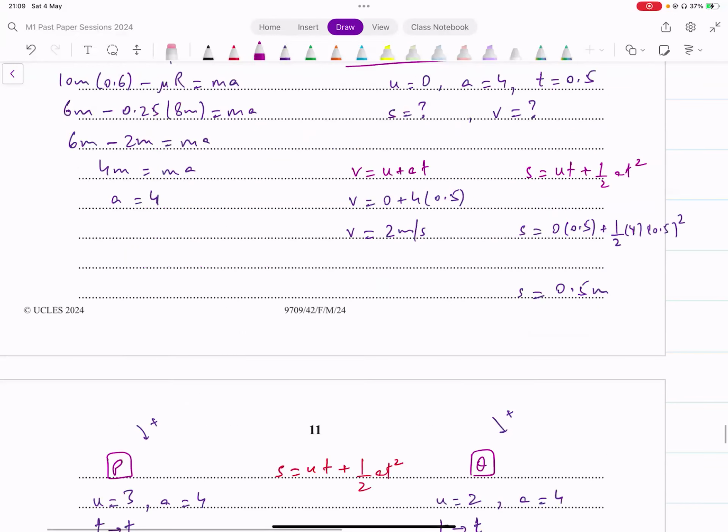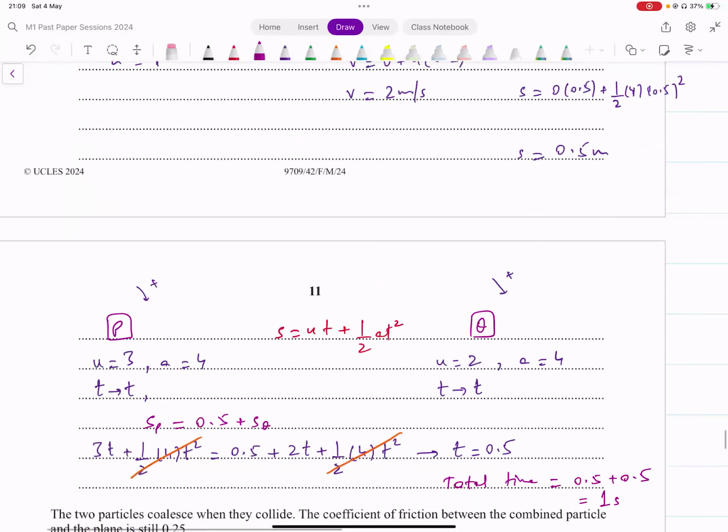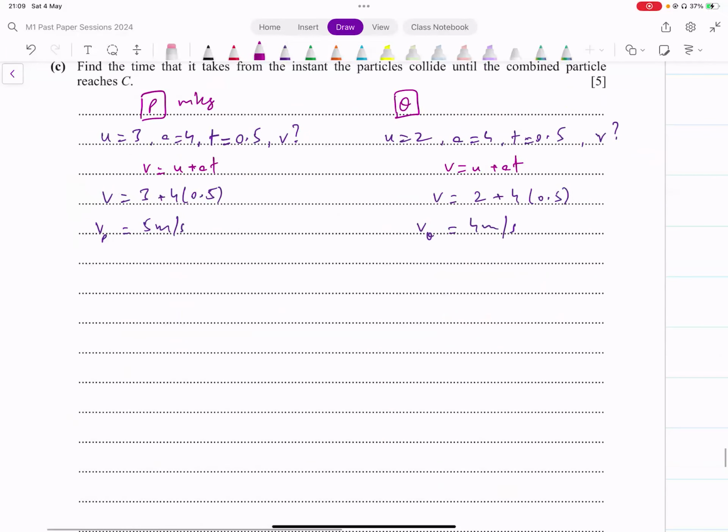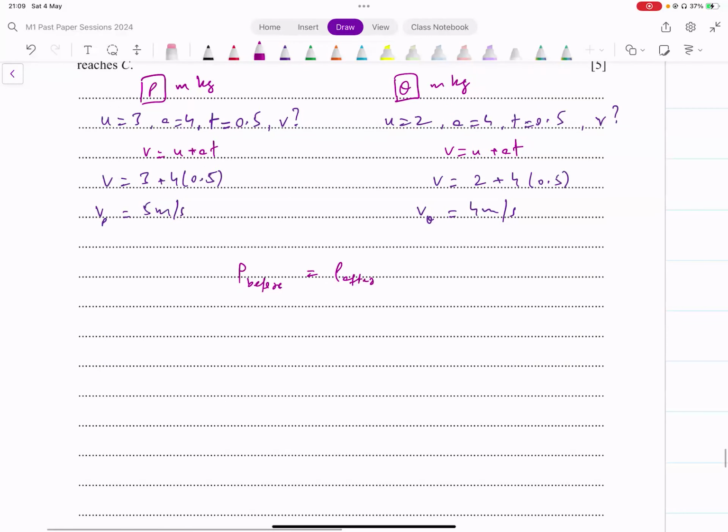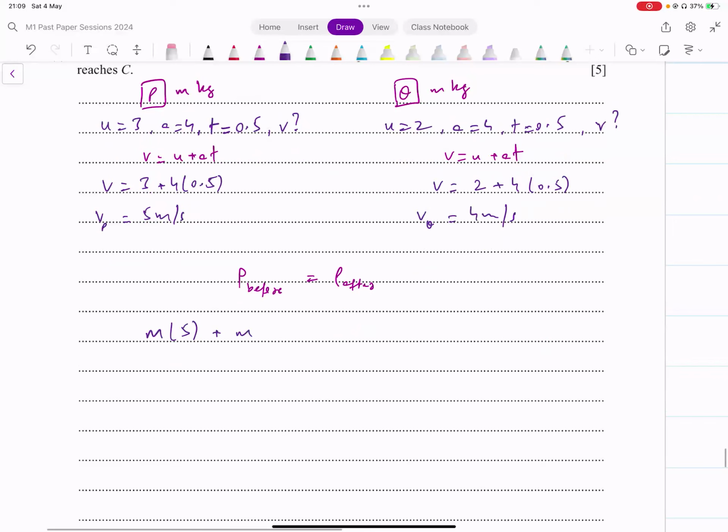Both of them have the same mass, right? Both of them have mass m kilograms. Their masses are the same. Let's use conservation of momentum to find the velocity just after collision. Let's see what that turns out to be. Momentum before collision equals momentum after collision. Okay, so what do we know about before momentum? These are their velocities. Momentum before collision will be m into 5. Both of them are moving down the plane, right? So the directions are the same. Plus momentum of Q, that is m into 4. That equals momentum of the combined particle.